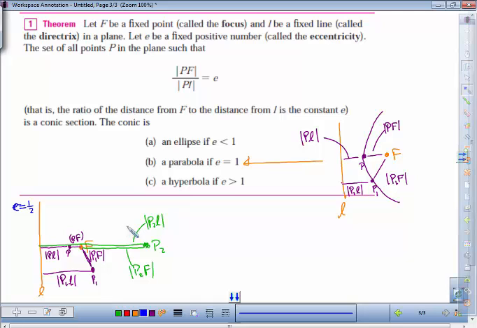Maybe I'll do one more over here. So somewhere over here, the distance between this point, let's call this point P3, the distance between P3 and L is twice the distance between P3 and the point. So anyways, we've collected a few points over here, kind of random points. And if we follow those random points around, we have ourselves an ellipse.